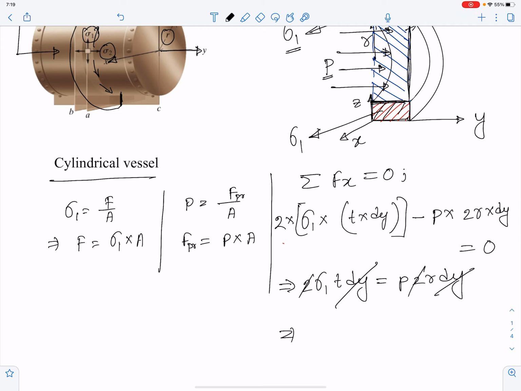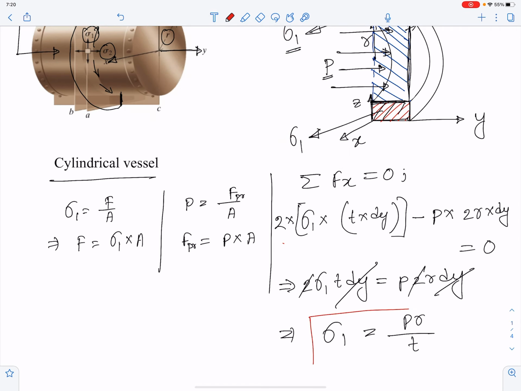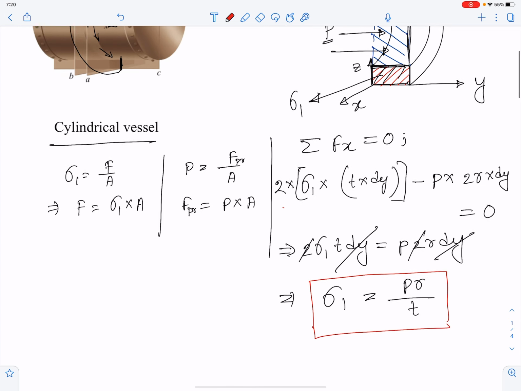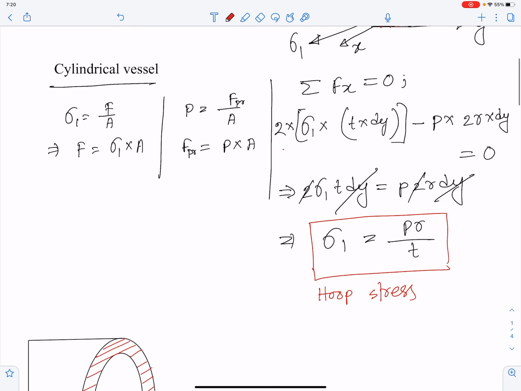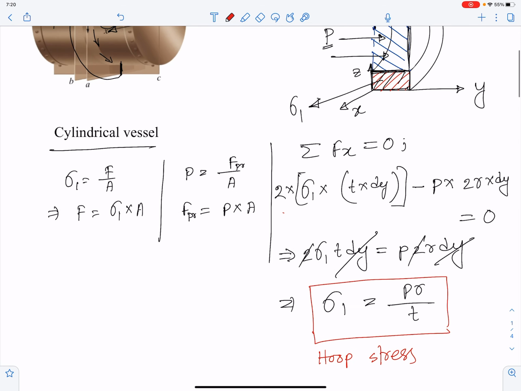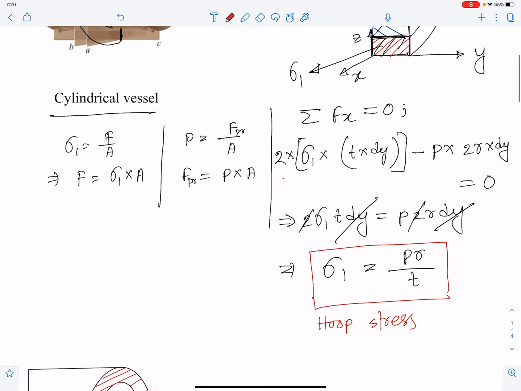So we'll have sigma 1 equals PR divided by t. Now this is the expression for the circumferential stress. We also call it hoop stress. So we got the expression for sigma 1, which is acting in the circumferential direction.